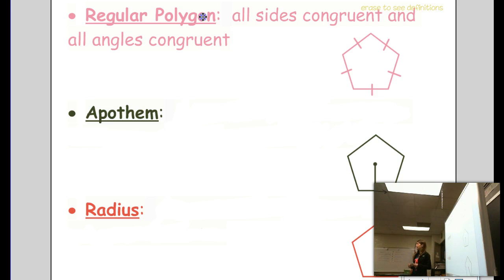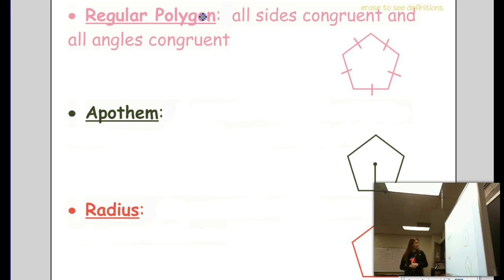What's that next word? Have y'all ever seen that word before? Say it out loud. How do you say that word? I want to see what y'all say. Apothum? Apothecary?